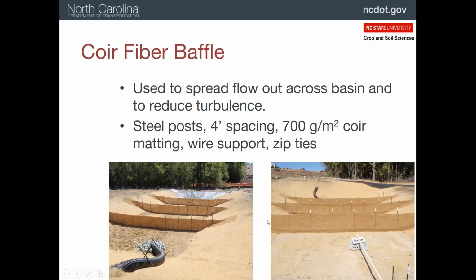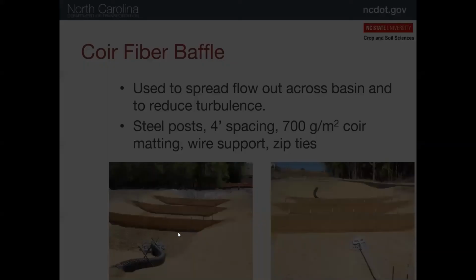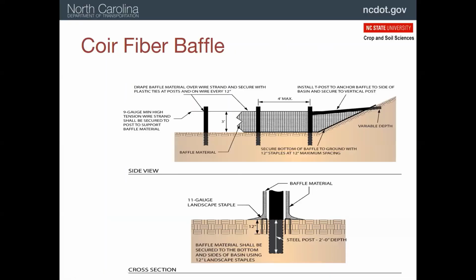So we're going to put a wire across, and we're going to fold this coconut matting across the wire so that we have a double layer here, and then staple it down at the bottom, and then use zip ties to hold it to the wire as well as the posts. Again, if we were in the field, we'd be taking a look at these installations.